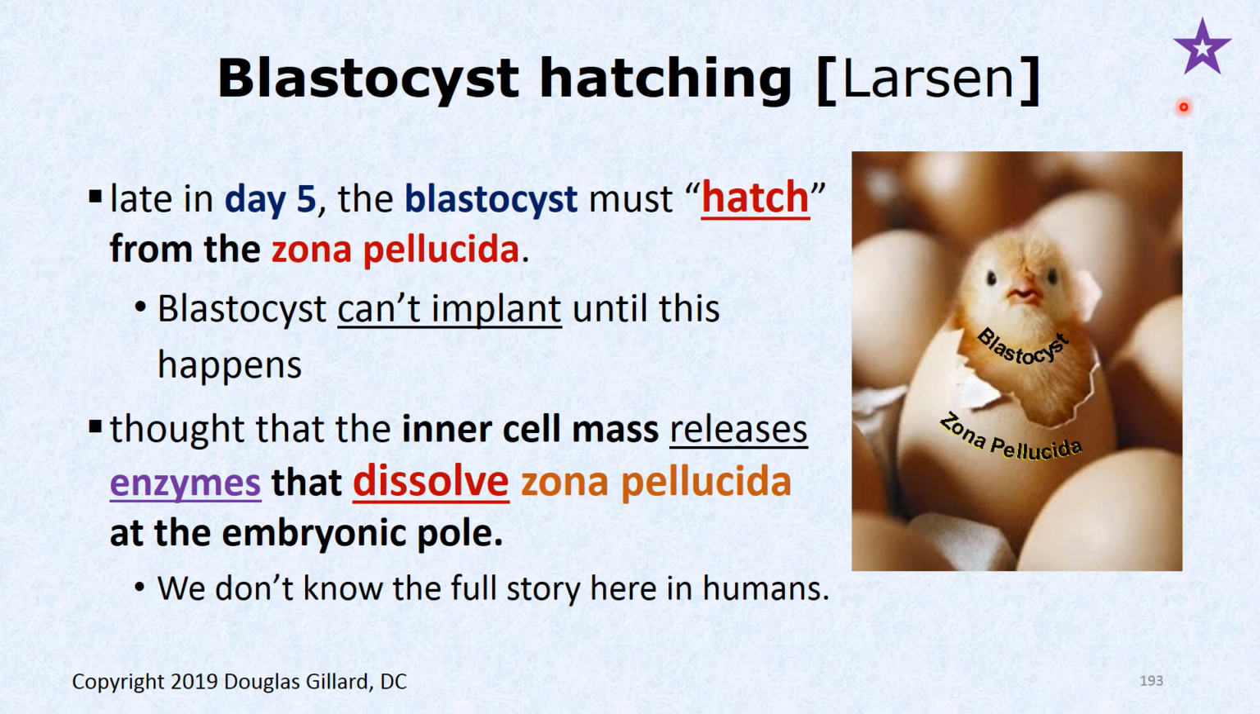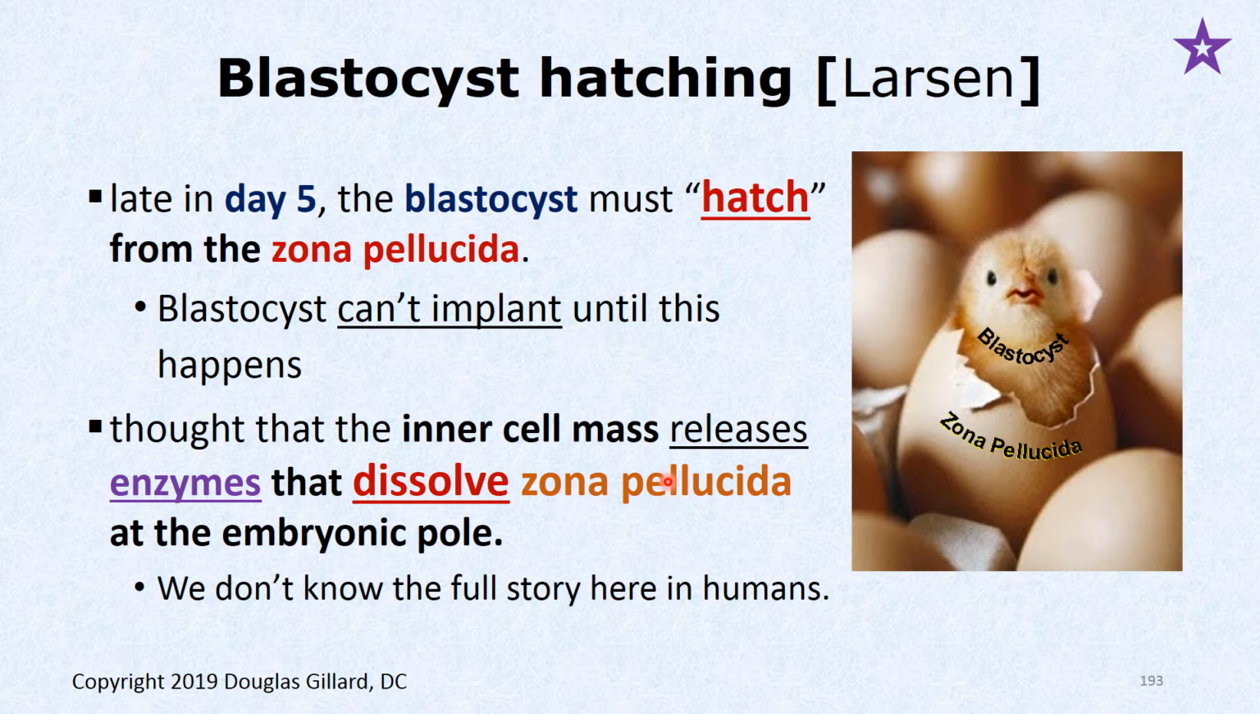In order for our little human to keep growing, it's got to get inside the endometrium. So far, we're floating around in the fluid, and we can't bind with that darn zona pellucida. So it's time to free ourselves from the zona pellucida. Late in day 5, the blastocyst literally hatches, and that's what they call it, blastocyst hatching, from the zona pellucida. As I said, it can't implant until hatching occurs.